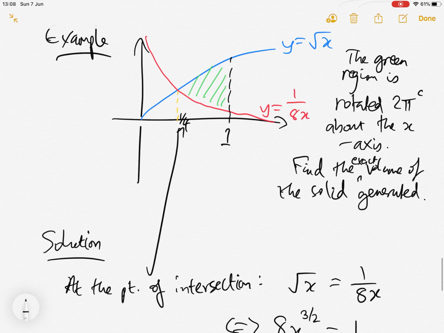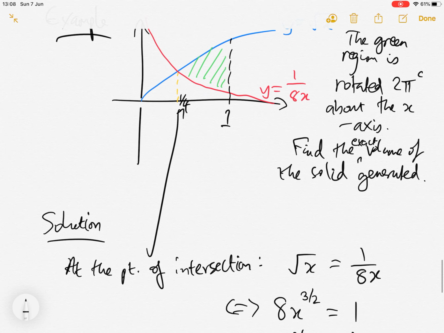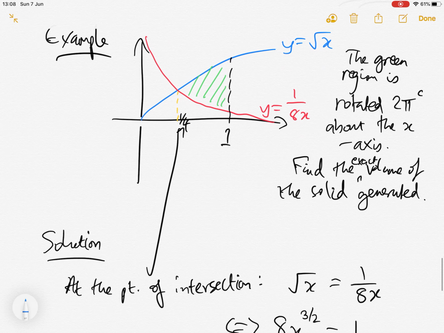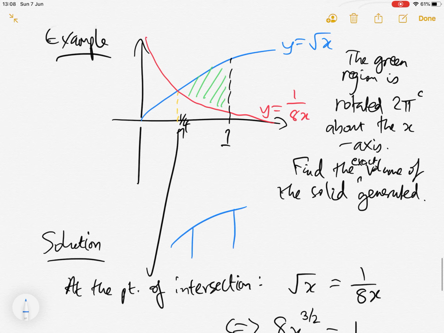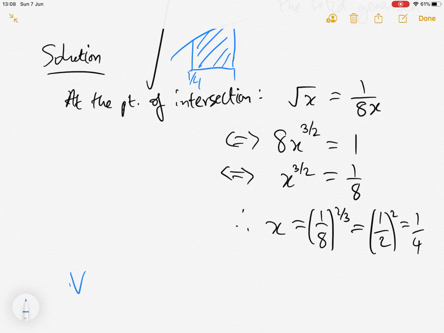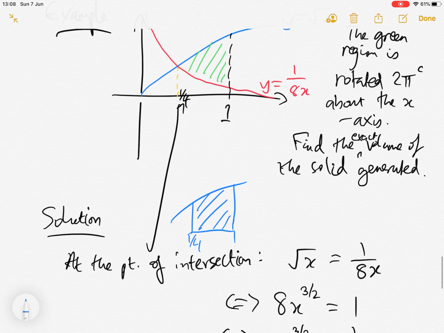And again, we want to split up the volume somehow in a way that would be sensible. So one thing we can do is notice that under this blue curve, if we split up the blue curve between 1/4 and 1, like this, and then rotate this region, and then if we do the same thing under the red curve and rotate that region, and then subtract them, that will give us the volume of the green shape rotated. So let's first find the blue volume, which I'll call VB.